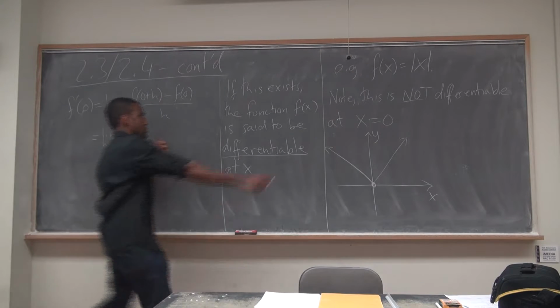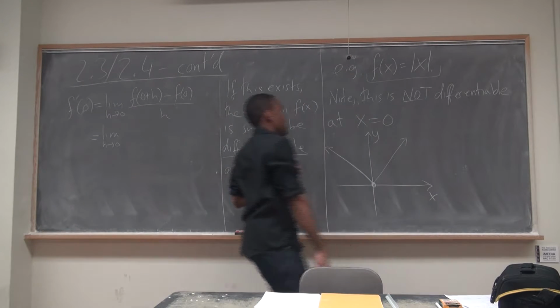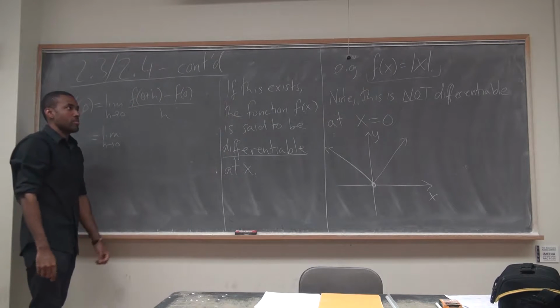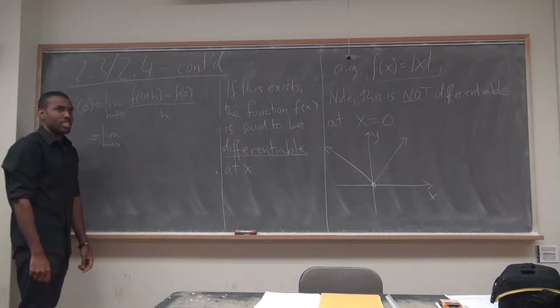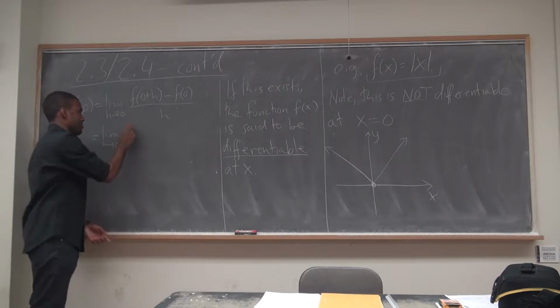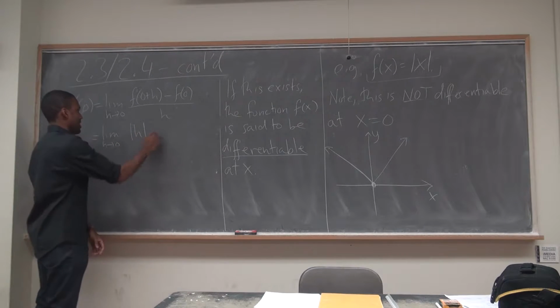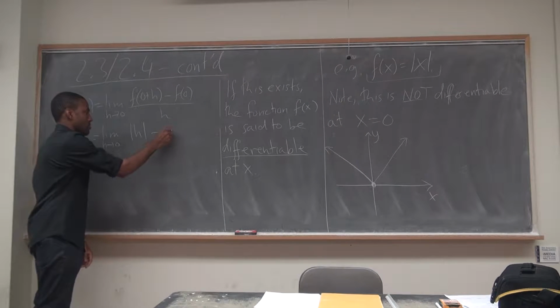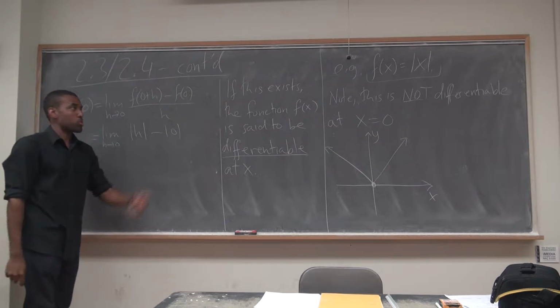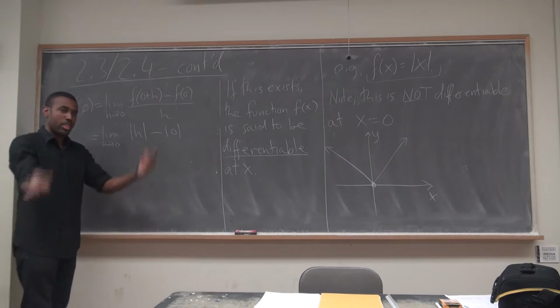The absolute value of x. Okay, that's f of x. What is f of h? But there is no f of h. There is no f. The absolute value of h. Okay, what's f of 0? 0. You replace x with whatever is in the brackets. Remember that? We did that.